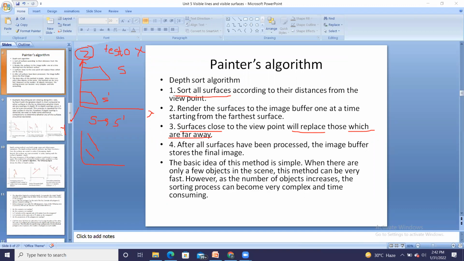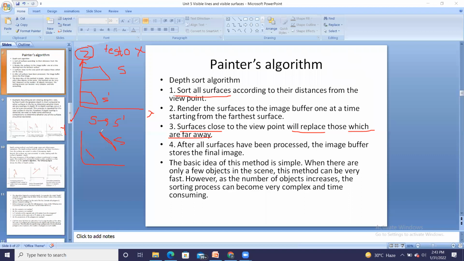Or instead of that, I will draw the S here. Okay. So what is happening now? This is your S and this is your S dash.